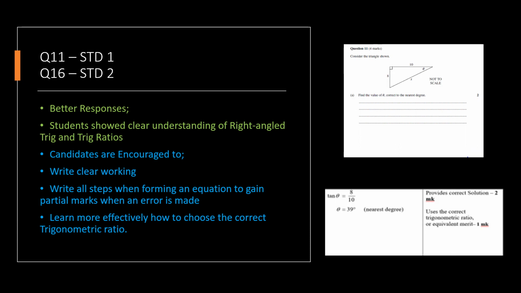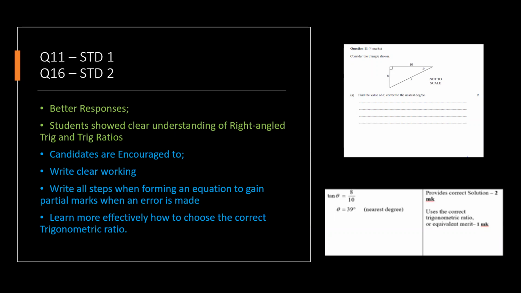The overall feeling towards how candidates responded to this question was that they attempted the question very well and had lots of success on actually achieving the correct answer. In better responses, students showed clear understanding of right angle trig and the trig ratios. Here are things that students can be encouraged on or need to work on.